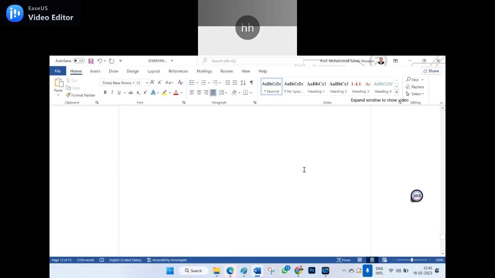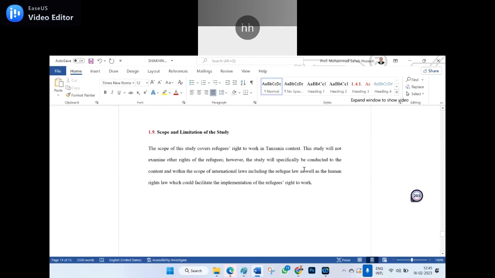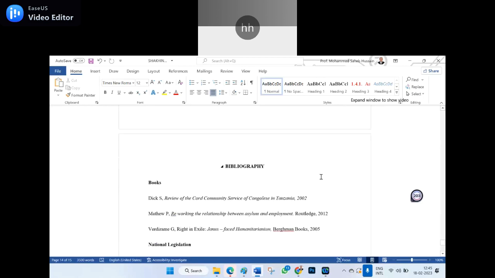Now the scope and limitation of the study. You said the scope covers the refugees' right to work in the Tanzania context. The study will not examine other rights of the refugees. Okay. What other things are we going to face when you write the limitations of the study? The scope covers international law, including refugee law as well as human rights, which considers the implementation of the refugee right to work.